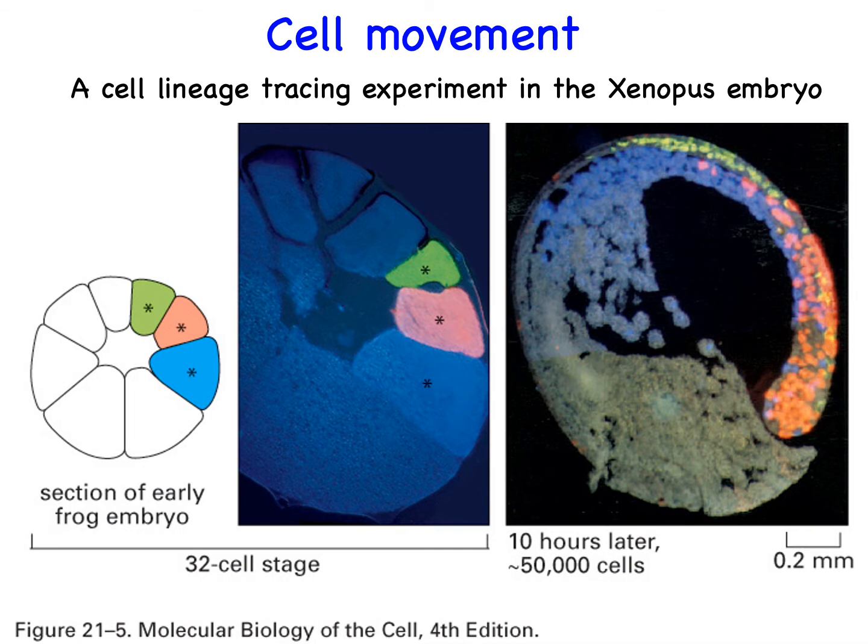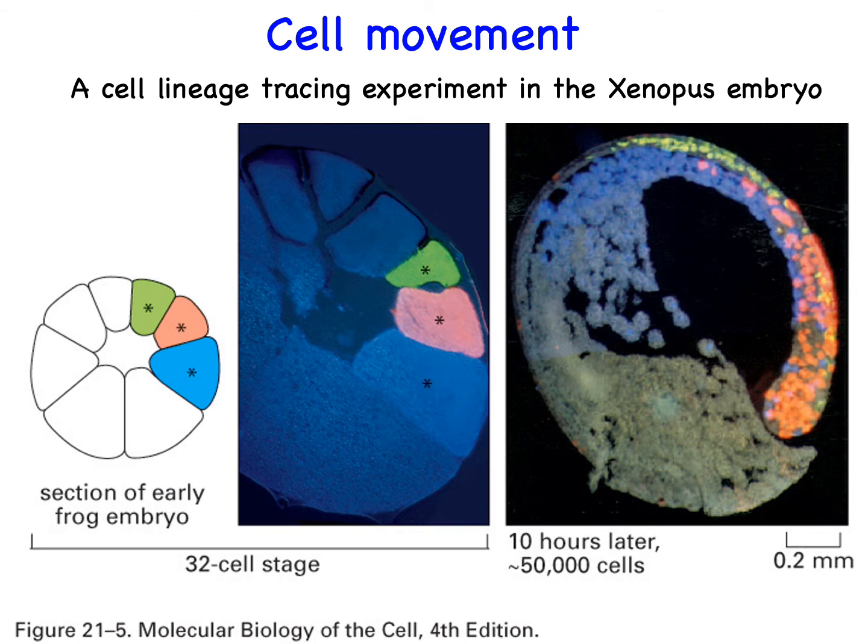And these are pretty big cells at this point, because the embryo in the frog is fairly big, and so you can inject these big cells reasonably easily. So you can see then we have a blue cell, a pink cell, and a green cell. And then if we come back 10 hours later, now there's about 50,000 cells. And you can see how intermingled some of these cells are because they still contain the dye.